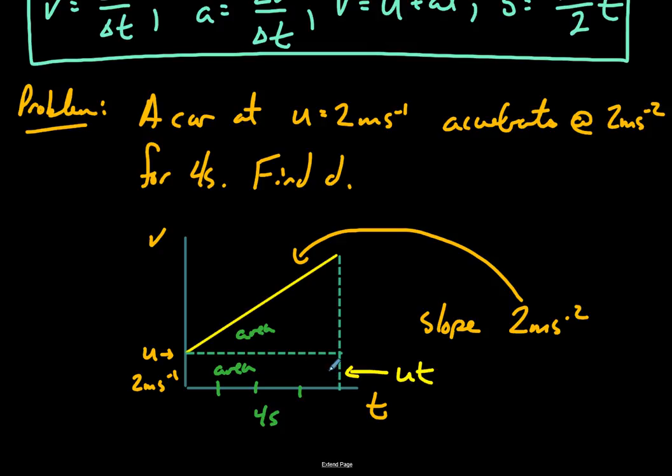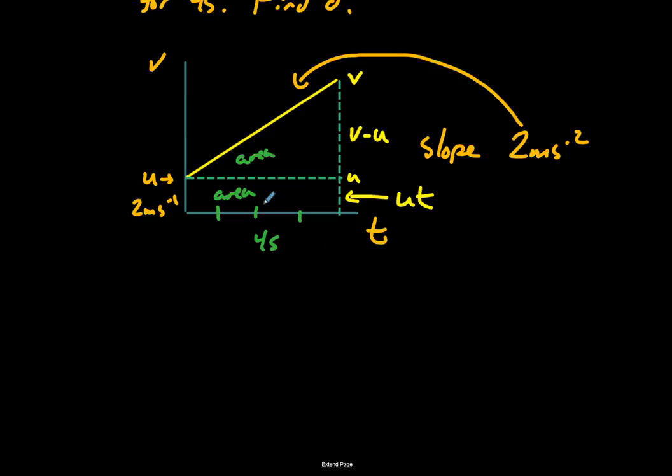Okay, and then how are we going to find the area over here? Well, if this is V and this is U, the height here is simply V minus U, right? And if we want to find the area, we need half of that times T, right? Because we're finding the area of a triangle. So what are we going to do here? Well, we want A plus B, don't we? Total displacement is, oops, call it the right thing, S equals A plus B.